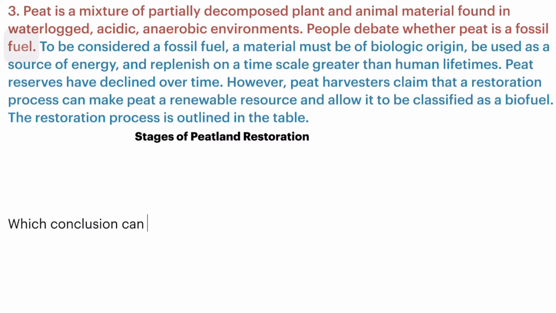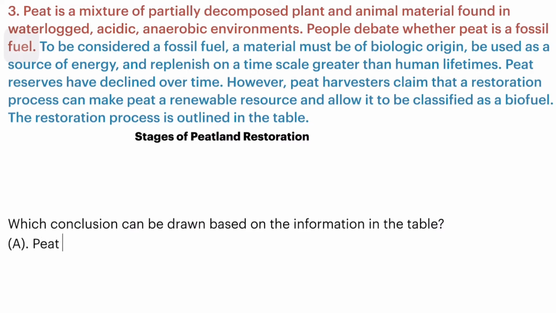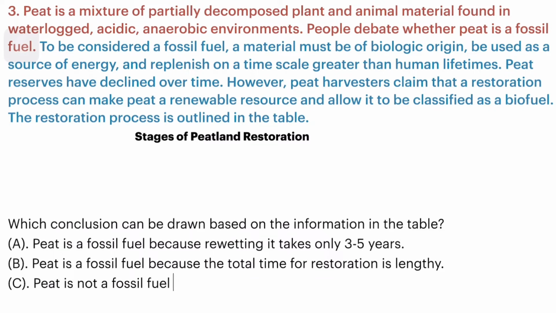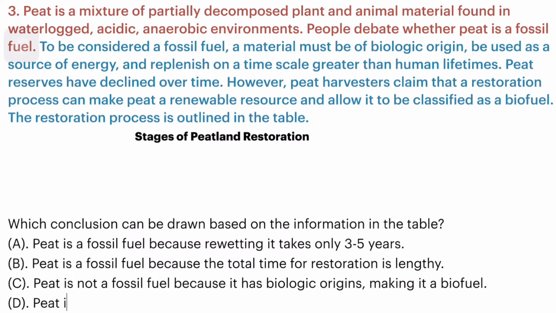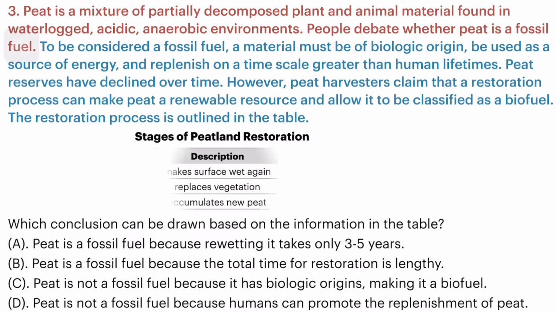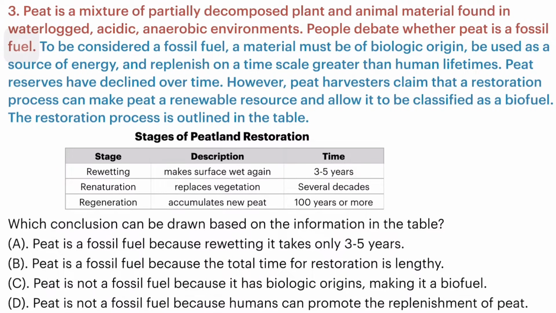Which conclusion can be drawn based on the information in the table? A. Peat is a fossil fuel because rewetting it takes only 3–5 years. B. Peat is a fossil fuel because the total time for restoration is lengthy. C. Peat is not a fossil fuel because it has biologic origins, making it a biofuel. D. Peat is not a fossil fuel because humans can promote the replenishment of peat.